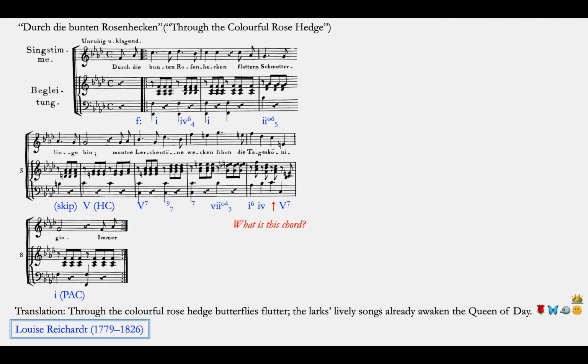But now it's time for us to revisit that chord on beat 3. Let's listen to the passage once more to get it in your ear, and then we'll talk a little bit about the analysis.